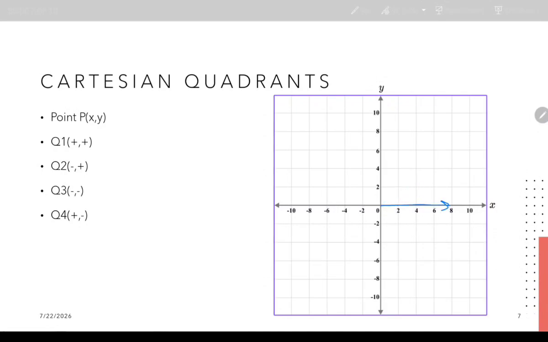What are Cartesian quadrants? So this is the x-axis and this is the y-axis, right? These two axes divide the plane into 4 parts, which are called quadrants. So this is Q1, Q2, Q3 and Q4. These are the 4 quadrants, okay?